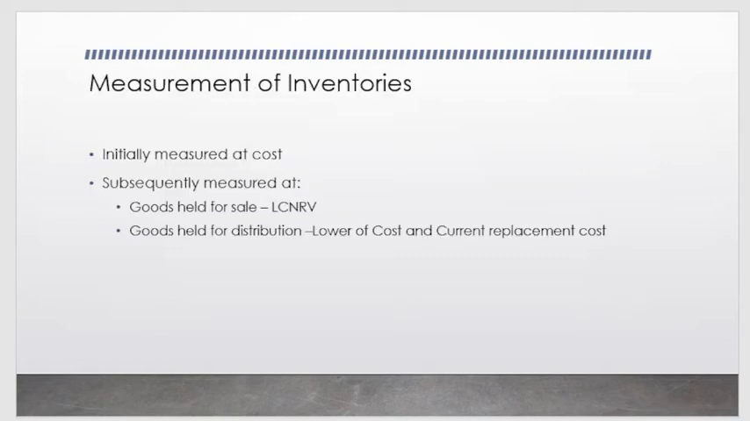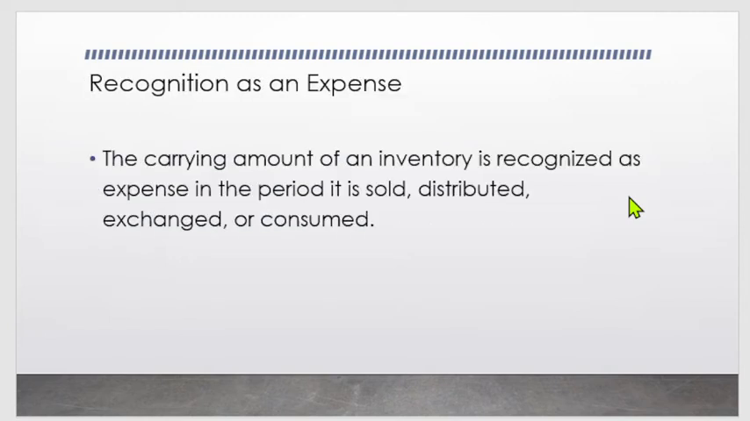Matatandaan mo, kapag inventory held for sale, mini-measure natin siya subsequently at LCNRV. Pero kapag for distribution siya, mini-measure natin siya at lower of cost and the current replacement cost. In this case, mas mababa yung current replacement cost. Kaya, nag-recognize tayo ng impairment loss para bumaba yung inventory value ng asset na yan.